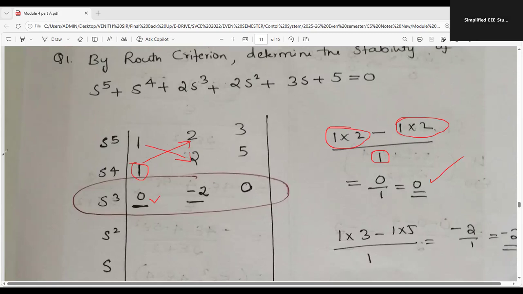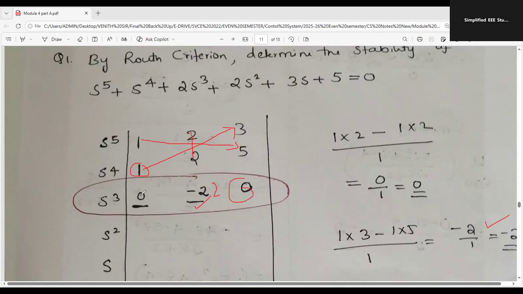How to calculate the second one? Let me show you once. You might already know it, but I'll revise once again for your better understanding. Look here, I want to calculate this element. What to do? Remove this column virtually. Now 1 into 3, minus 1 into 5, divided by 1. So ultimately 3 minus 5 divided by 1 is equal to minus 2. I got minus 2. And this element will obviously be 0 because there is no further element here.